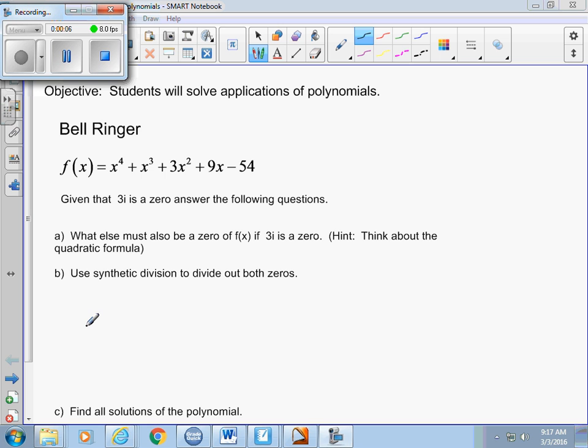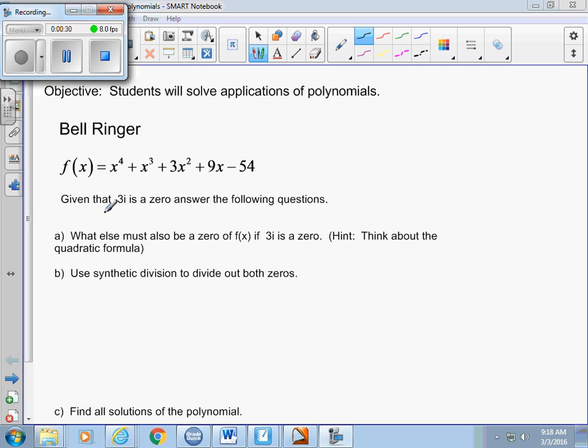Given that 3i is a zero of the function, what else must also be a zero if 3i is a zero? And then use synthetic division to divide both out. So this is kind of a new problem. It's not something that I expect you to have to see a lot of, but it's an interesting one nonetheless. I have seen it on the ACT before, for those of you who are juniors.